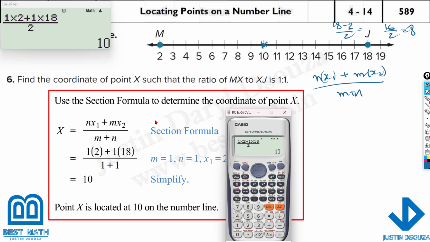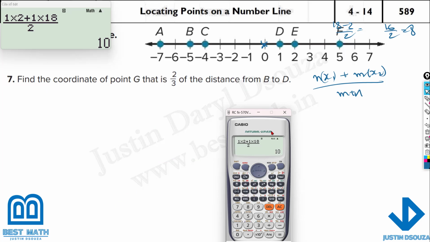That's how we easily solve it. Now we are moving to the ratios. I mean, that was the ratio which we did just now. This is the fractional distance. They have given a fraction. Here the formula is not the same.